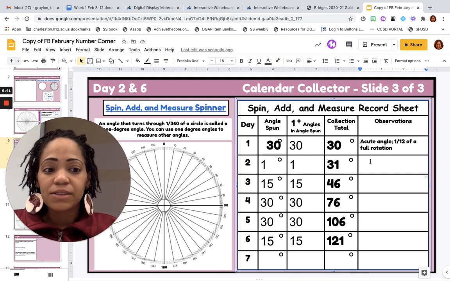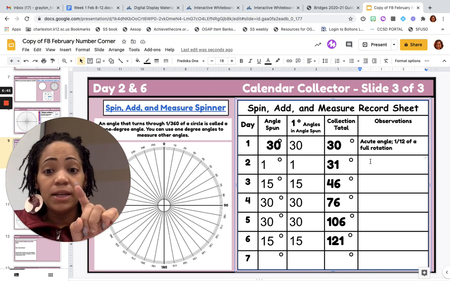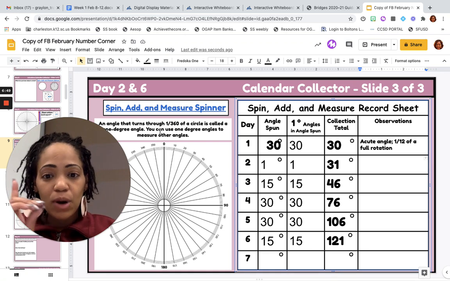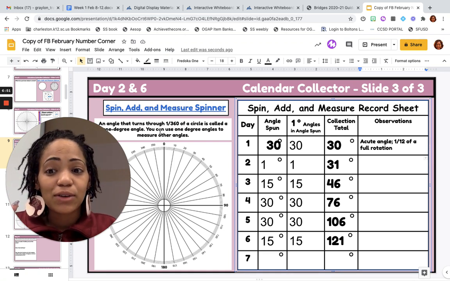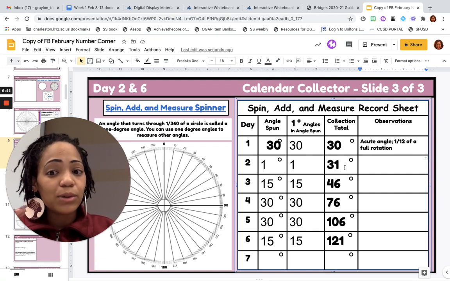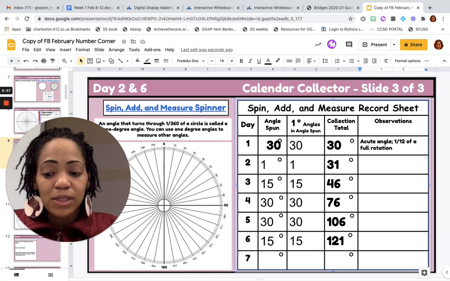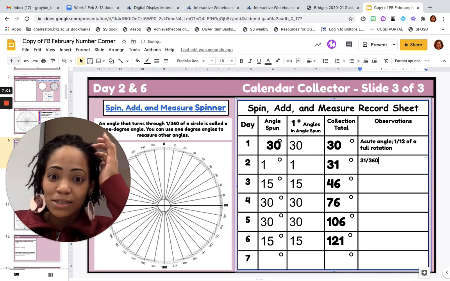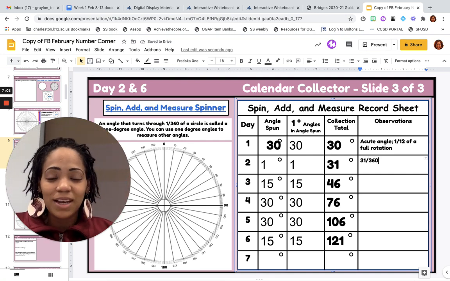But we could write it as a fraction. How many total degrees are in one full spin? Look right here. An angle that turns through 1/360th of a circle is called a 1-degree angle. So if we have 31 of those 1-degree angles, it means we have 31 360ths of a circle. Got it?